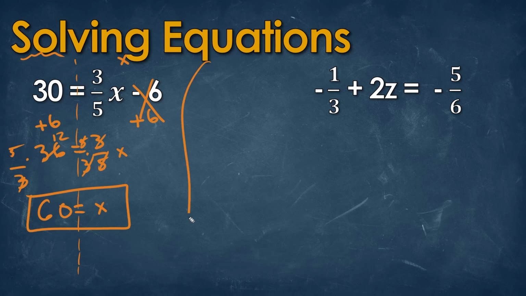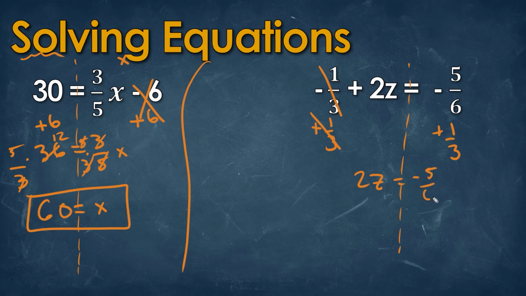Now moving on to this next equation, you'll notice that we're solving for z and we have two fractions. We still follow the same principle, so since we have a fraction here by itself, we're going to add it so it cancels each other out. That will cancel out with that. And then we're going to add the fraction here. Now if we add the fraction here, we're going to have 2z is equal to negative 5 over 6 plus 1 over 3. Now our denominators are different, so we have to get our denominators to be the same before we can solve for z.